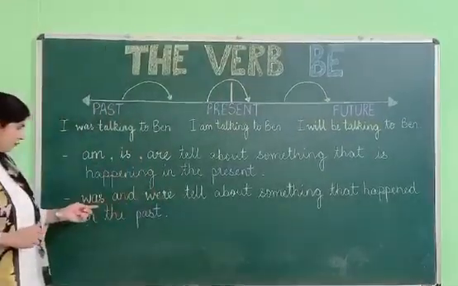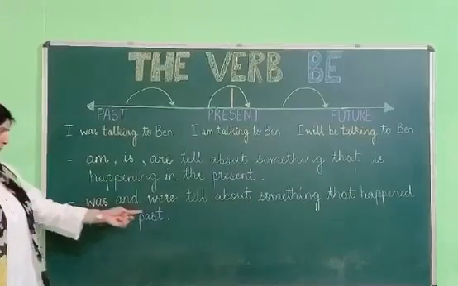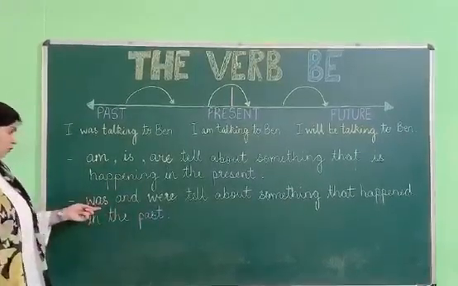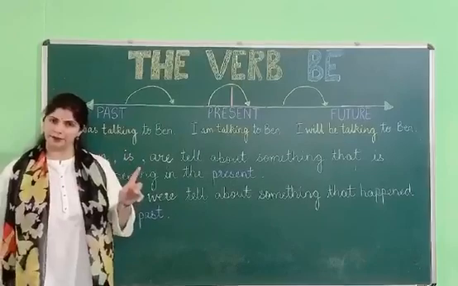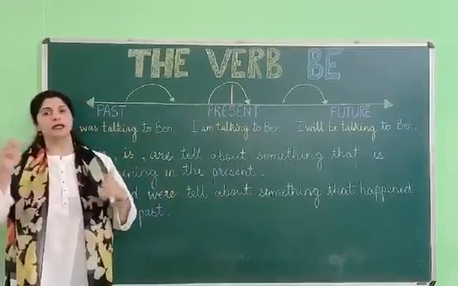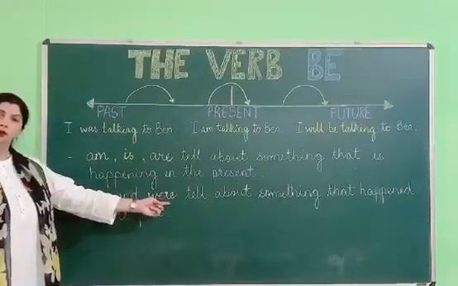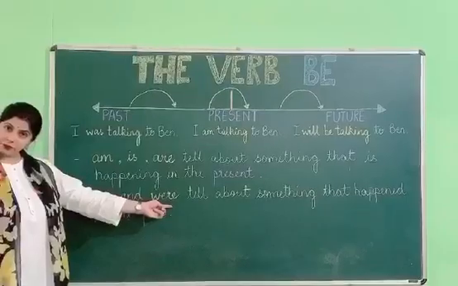When we talk about was and were, they tell us about something that happened in the past. When we talk about was, you talk about one person. I was reading a book. I was, the event has already occurred. Were is used for plural, two or more than two people or thing.